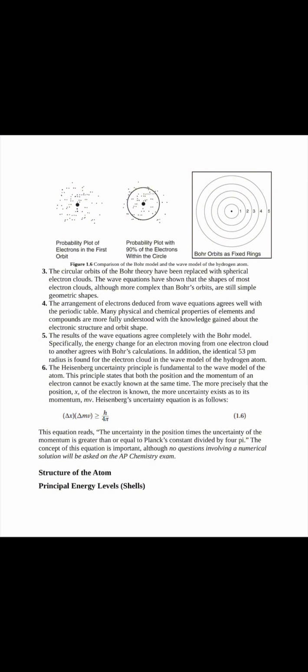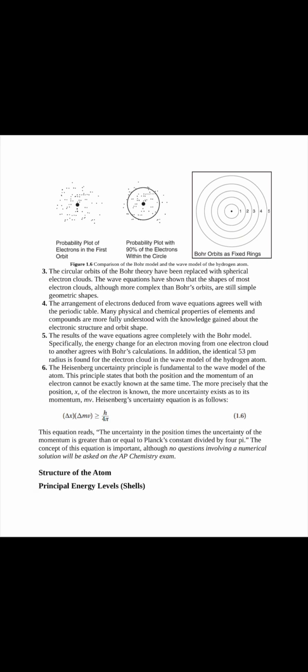3. The circular orbits of the Bohr theory have been replaced with spherical electron clouds. The wave equations have shown that the shapes of most electron clouds, although more complex than Bohr's orbits, are still simple geometric shapes. 4. The arrangement of electrons deduced from wave equations agrees well with the periodic table. Many physical and chemical properties of elements and compounds are more fully understood with the knowledge gained about the electronic structure and orbital shape.